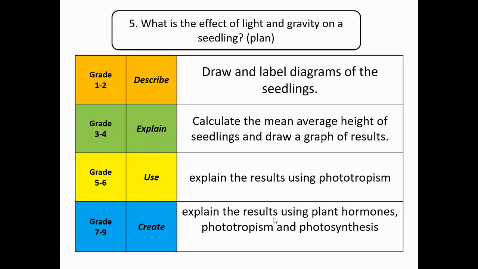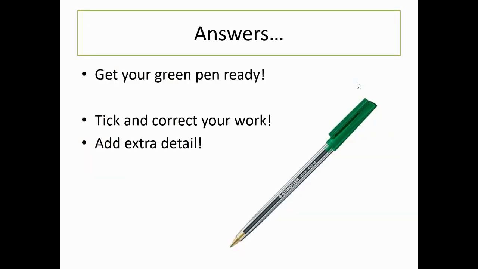Right, now it's come to the point of the lesson where we're going to do some writing. I'd like you to, underneath the driving question, if you haven't got that, make sure that it is there. And for the describe, explain, use, and create, have a go at answering those. You're going to need to draw and label diagrams of the seedlings. We've seen those already. I'd like you to draw them yourself. We've calculated the mean already, but I'd like you to have a go at drawing the graph of your results.